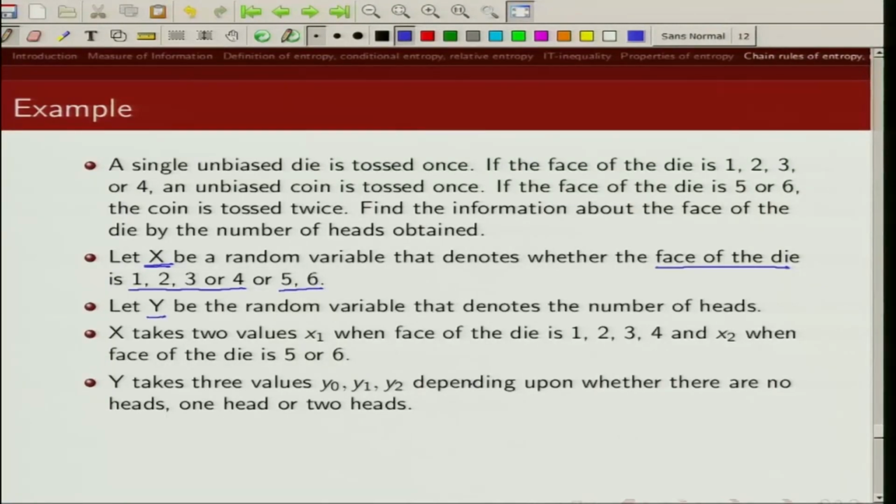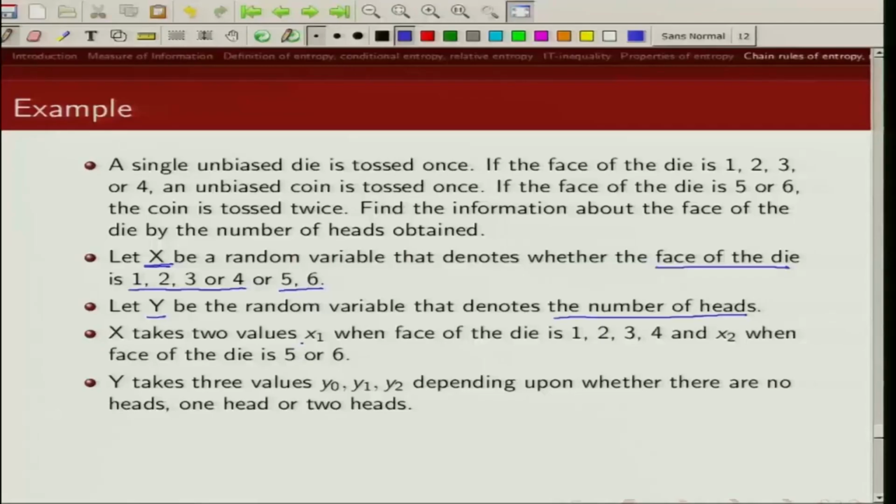And let y be the output of my tossing of the coin, where I am interested in counting the number of heads. Now as I said, there are two possible actions I am taking based on what I get as a result of throwing the dice. So I am calling it x1 if I get the face of the dice as 1, 2, 3, 4, and x2 if I get the face of the dice as 5 or 6. Similarly my outcomes I am writing as y0, y1, y2, denoting no head, one head and two heads.